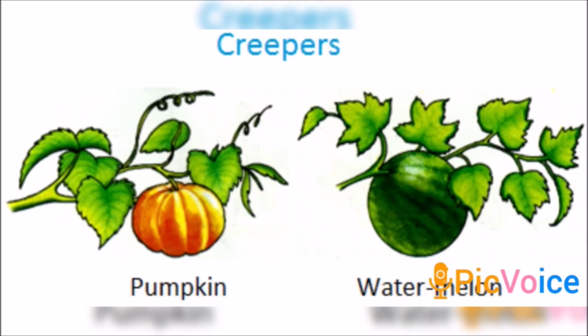So creepers have a thin stem and they spread on the ground. They will not climb, they flow on the ground. So this is called creepers.